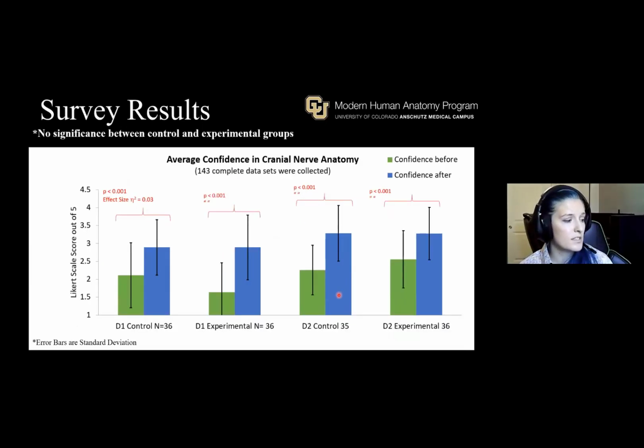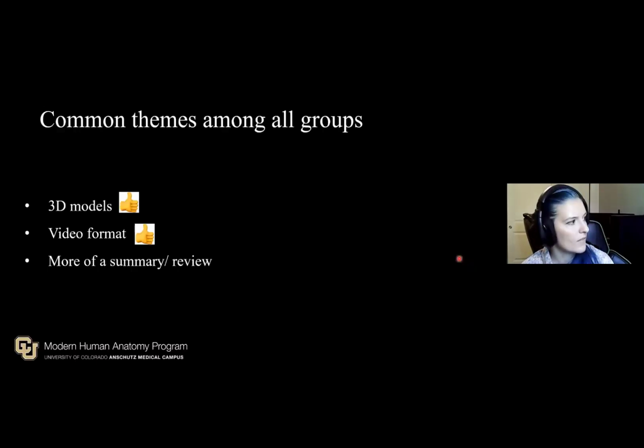Our survey results, again, showed a similar story. We asked the students about their confidence in cranial nerve anatomy. It improved across the board, however, no difference between our control and experimentals. We did ask those two open-ended questions about any improvements that they would make and any strengths they found in the resource.